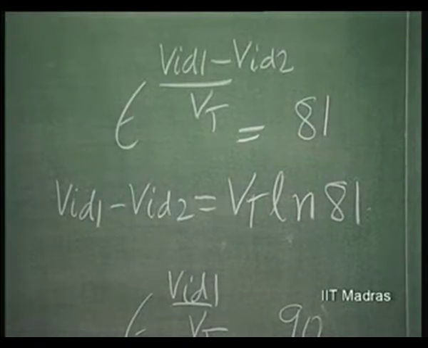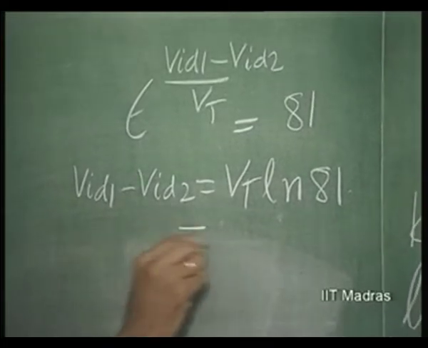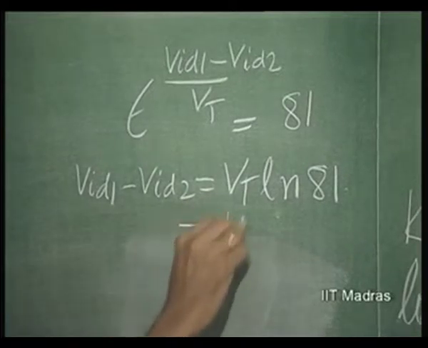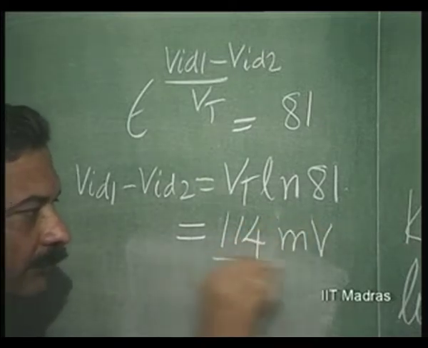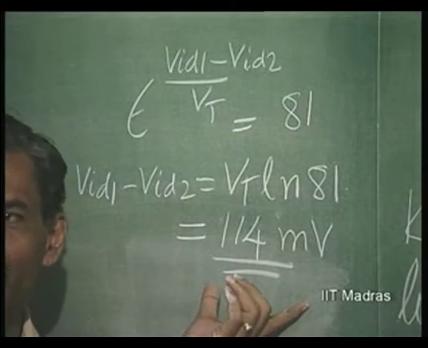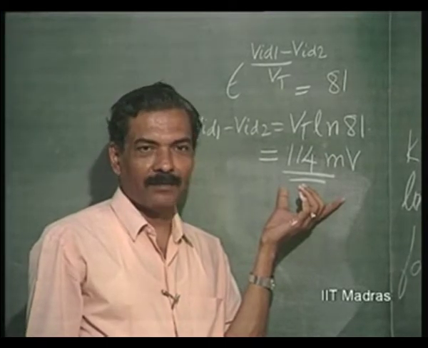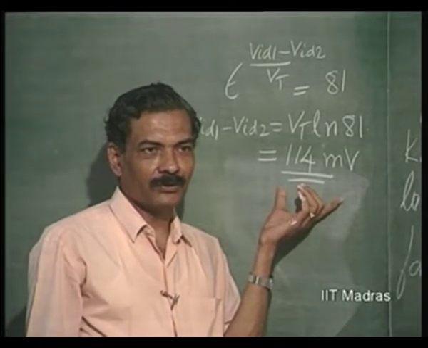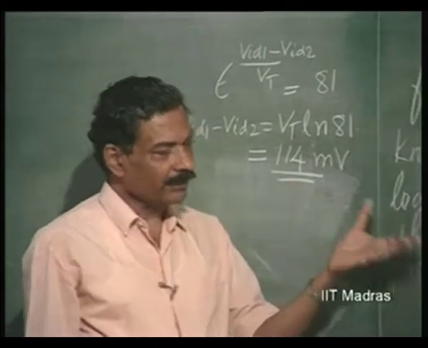So, that comes out to be how much? 114 millivolts. This is an important conclusion. The voltage swing that is required to switch the transistor from one to the other and vice versa is only about 114 millivolts. Please remember this always, and how it can be derived.